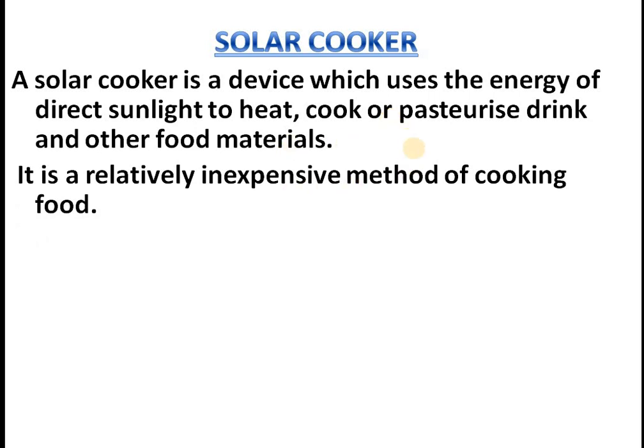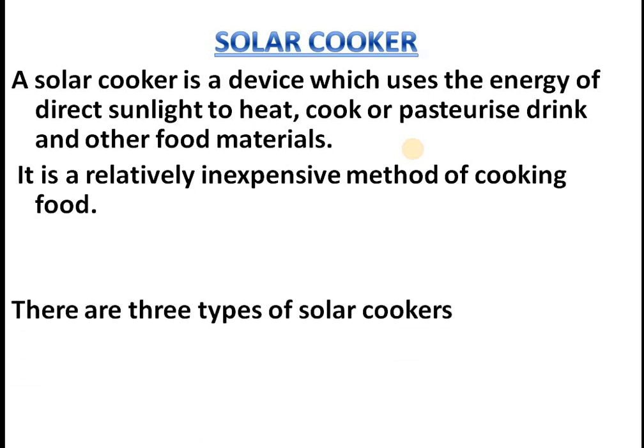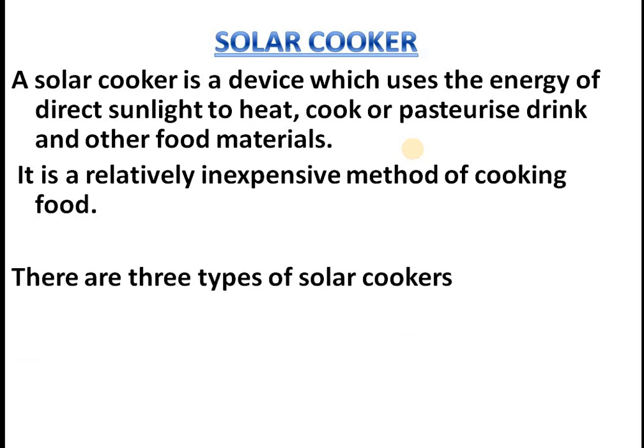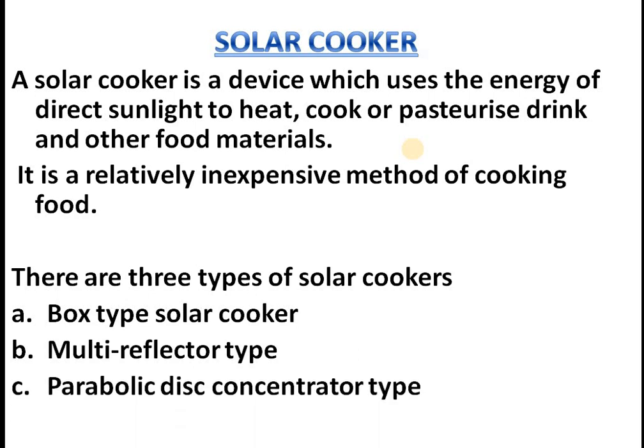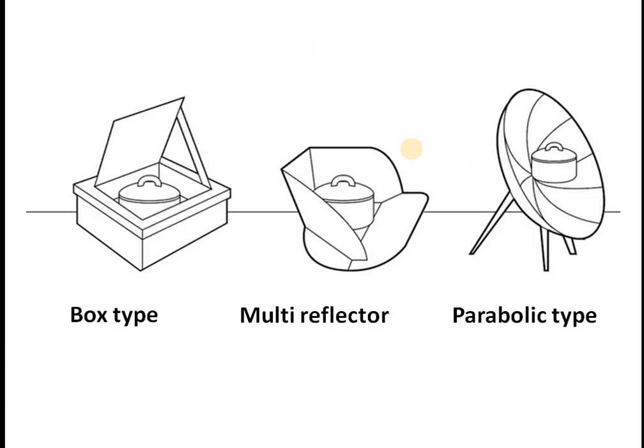It is very cost effective because the energy is available free of cost, so we can say it's an inexpensive method of cooking. In terms of design, structure and the way of working, you can classify solar cookers into 3 types. The first category is the box type solar cooker, the second is the multi-reflector solar cooker, and the third is the parabolic disc concentrator type of solar cooker. Let us see them one by one.